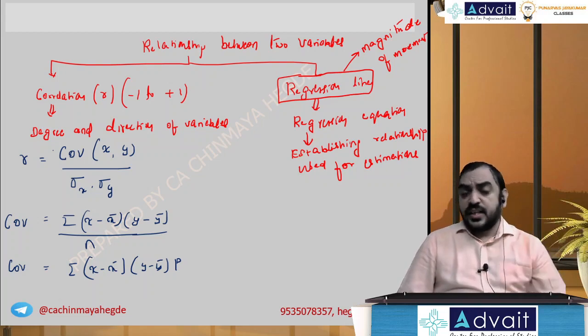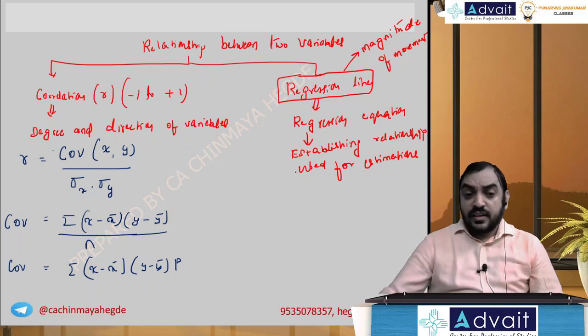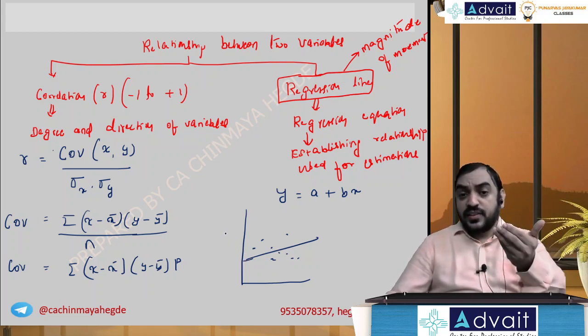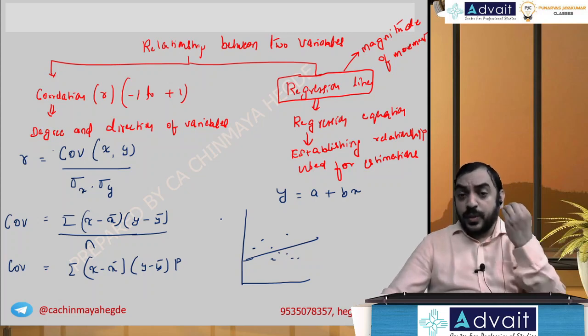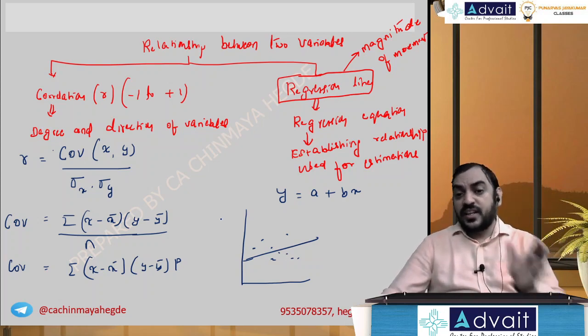If r is positive, they are likely to move in the same direction. If r is negative, they are likely to move in opposite directions. But how much they move is given by the regression equation, where we say y equals a plus bx. So in the regression line, so many points are scattered, you draw one line in such a way that some points are above, some points are below. This is an average relationship. That is what is called the regression line. It is also called the method of least squares, because we make sure that the difference between the line and the point, called deviation, the square of that is minimum.